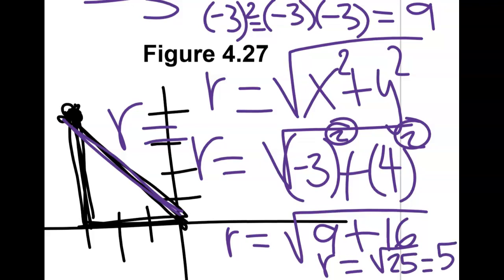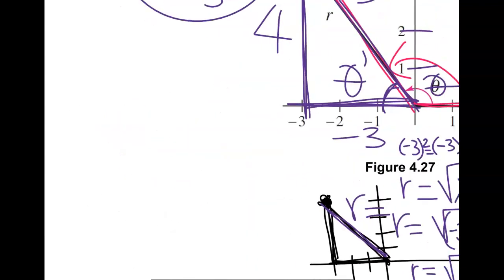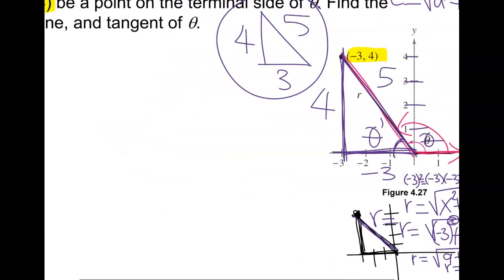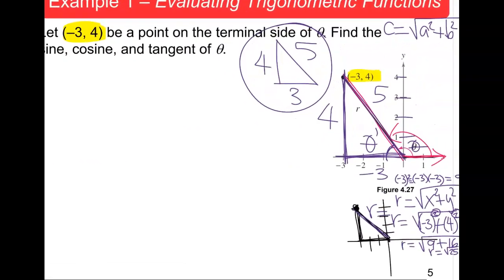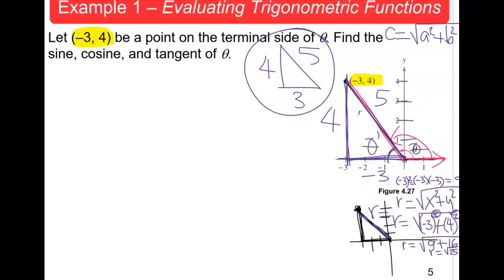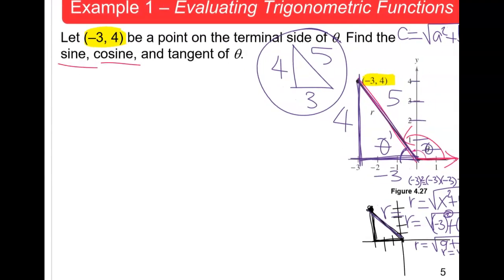Now, if you're wondering, should it be 5 or negative 5? Both numbers are valid. However, for the radius, because it is actually a length, we're going to always use the positive one. So it will just be the positive square root of 25, which is positive 5. So now we know for sure that the radius is equal to 5. So now let's see what they want us to do. They want us to find the sine, the cosine, and the tangent of theta. And of course, we could always find all of them, but let's just do what we're asked.